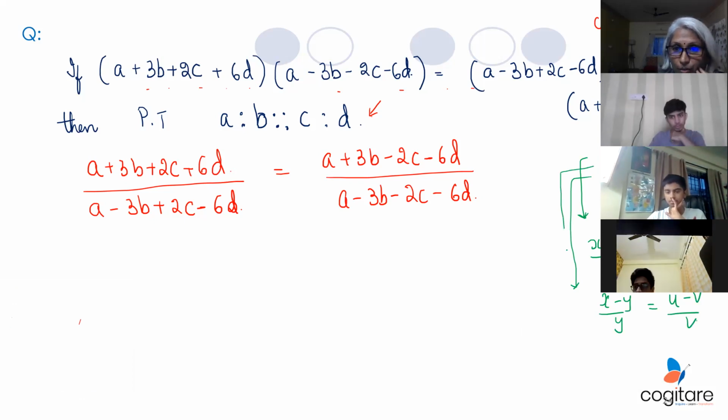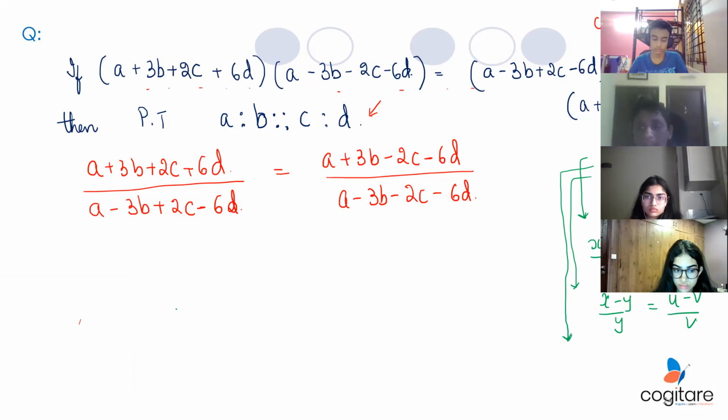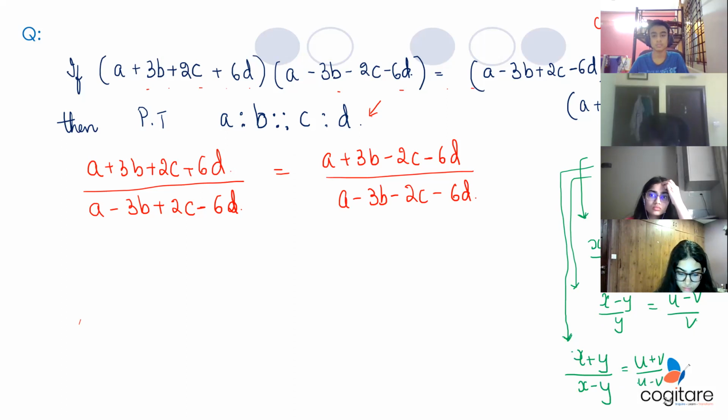Now, Siona, tell me componendo and dividendo property. Or Harish, tell me componendo and dividendo property. X plus Y by X minus Y is equal to U plus V by U minus V. So, Siona, when you have two terms, on top you add, in the bottom you subtract. Remember it like that, guys.